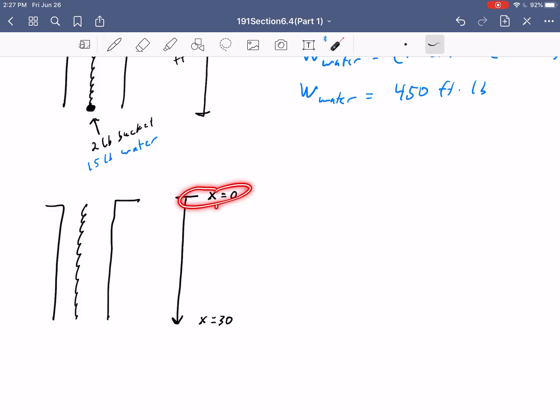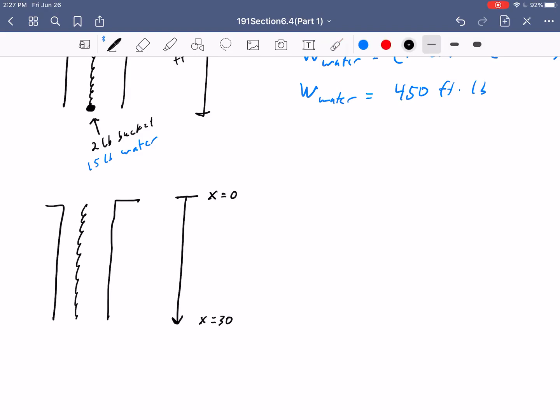The only reason that I'm doing it this way is that it makes a little bit more sense if we're thinking that we're up here at the top of the well and we're looking down, because we would say, oh, this is 0 from us and this is 30 feet below us. But again, if you want to orient yourself where this is x equals 0 and this is x equals 30, you'll get a different expression, but the same final answer.